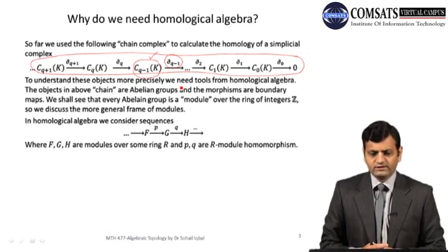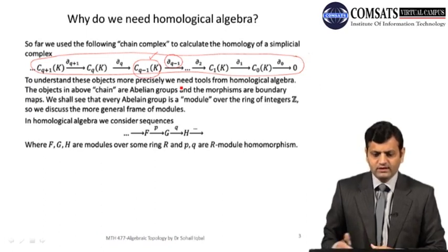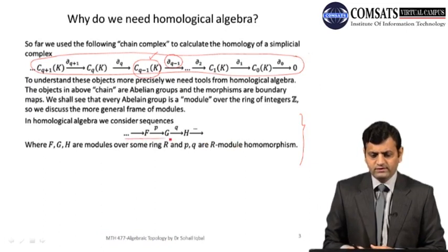So the objects, as I said earlier, are free abelian groups, but every free abelian group is a module over the ring of integers. So in general, we discuss the more general framework of sequences where the objects are R modules, where R is a ring, and the maps are basically R module homomorphisms. Okay, so now we need to understand sequences like this.